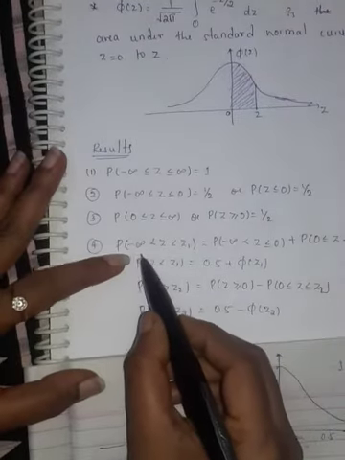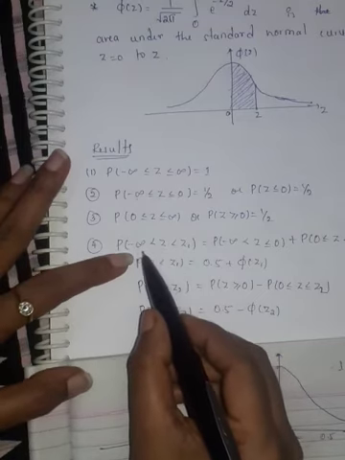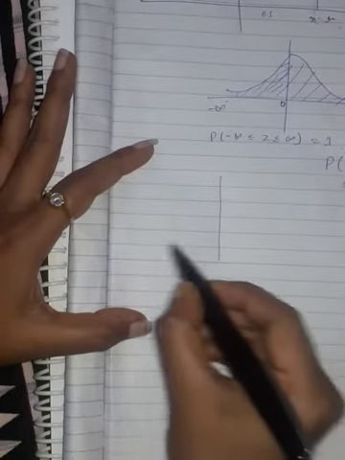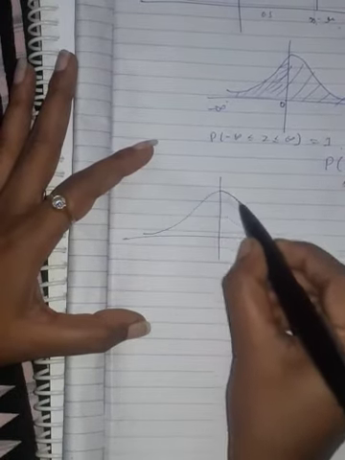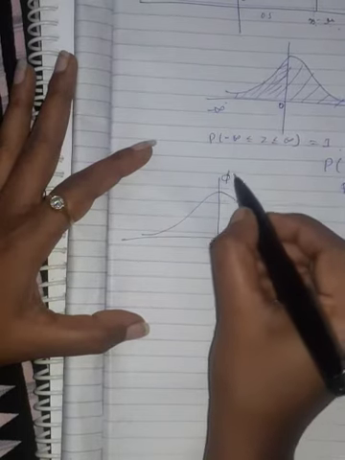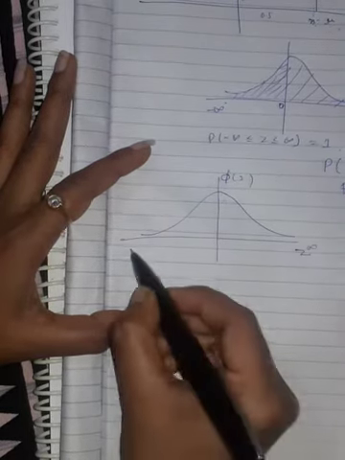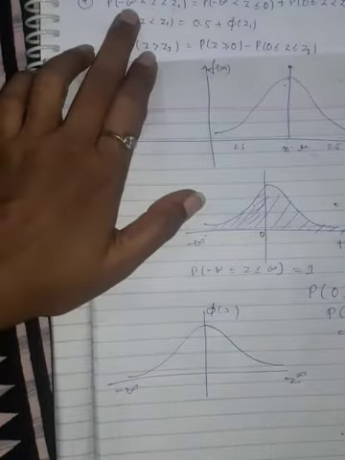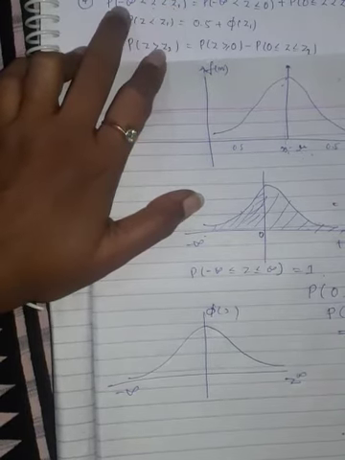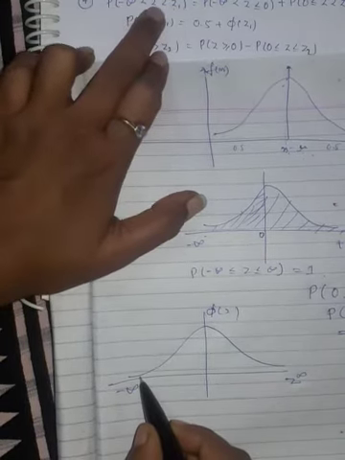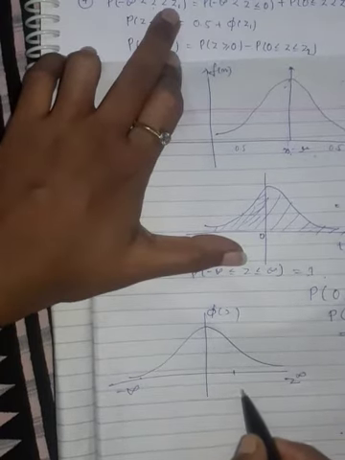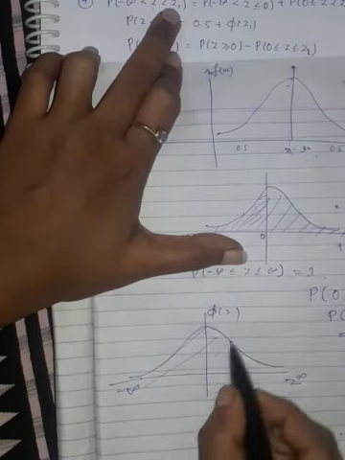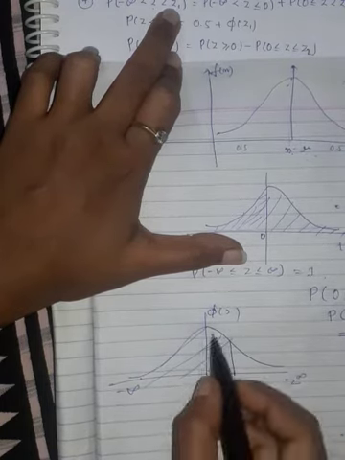So probability when z lies between minus infinity to z1. Suppose this is our curve, z, this is pi of z, plus infinity, minus infinity. What they gave here? Minus infinity to z1. So minus infinity means here less than z1. Suppose we have z1 somewhere here. This is our z1. So up to here, all this area.